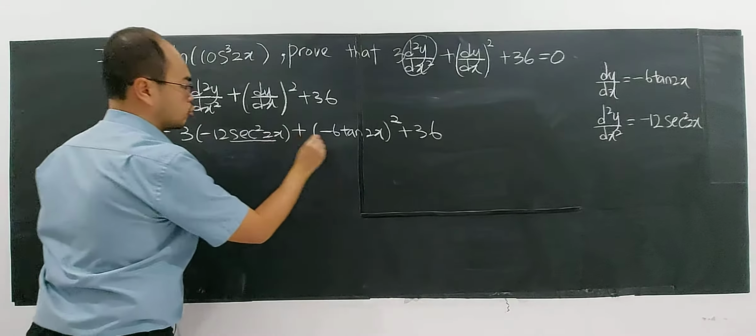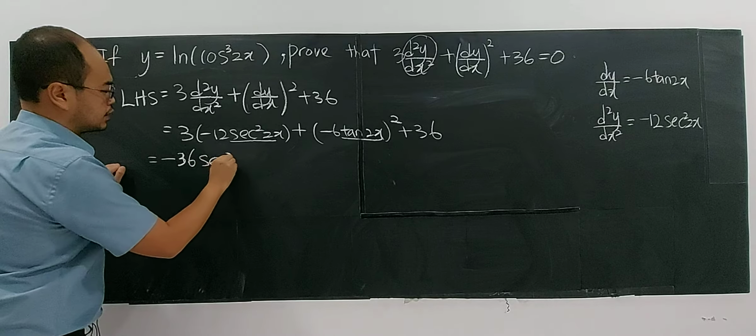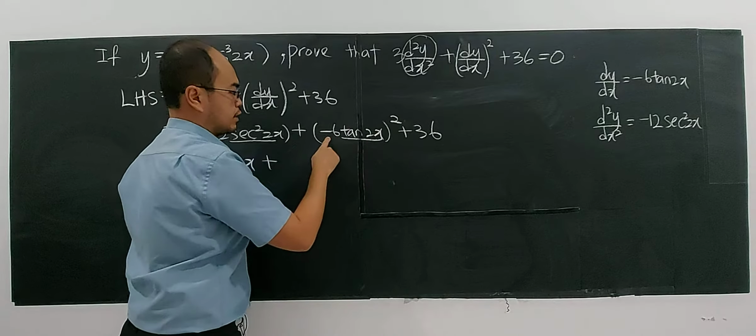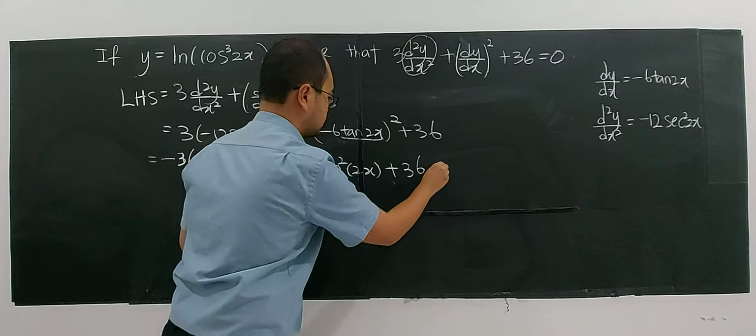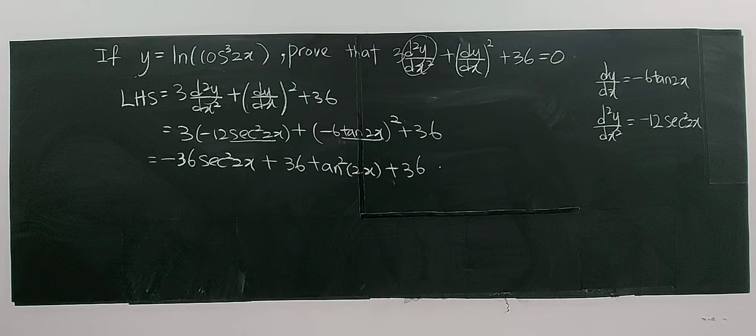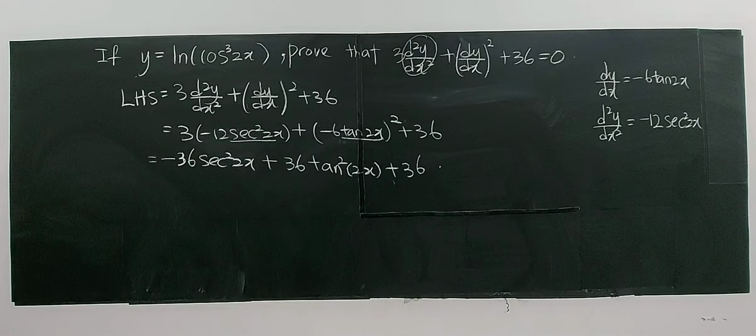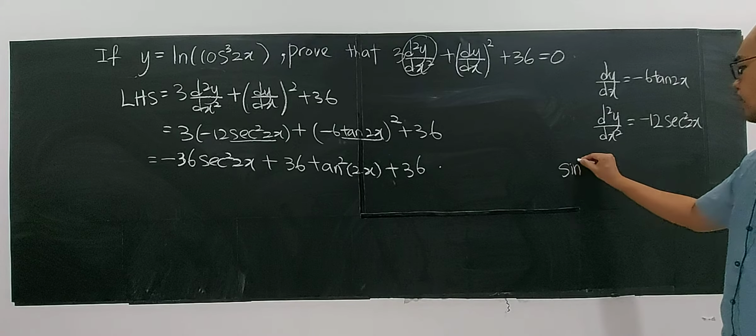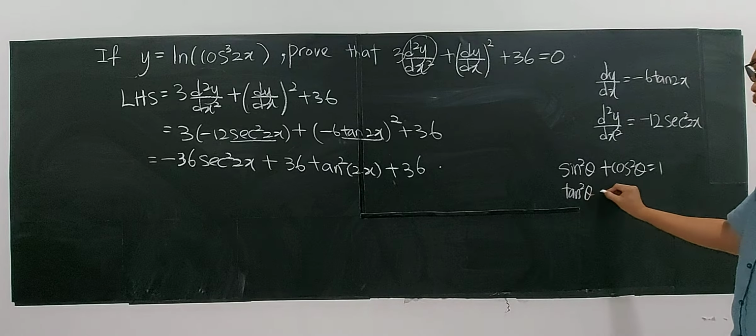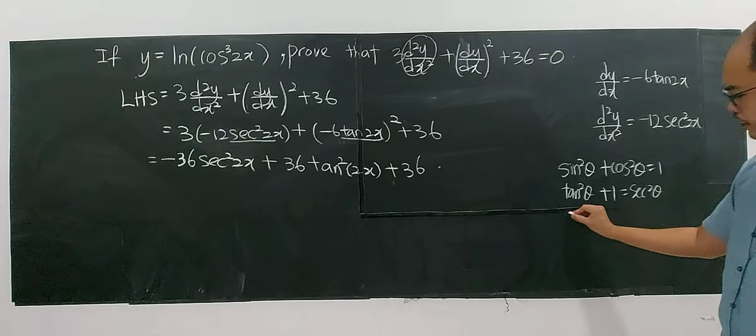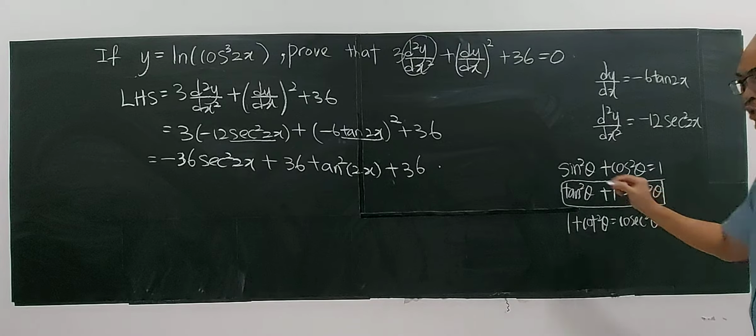Of course you see that it is trigonometric, so we must use a trigonometric formula. So we have 3 times negative 12, which is negative 36 secant square 2x, plus negative 6 squared, which is 36 tangent square 2x, plus 36. For now we can't see that it equals 0, but we know that tangent square and secant square have a relationship. If you still remember the three famous Pythagorean identities: sine square theta plus cos square theta is 1, followed by tangent square theta plus 1 equals secant square theta, followed by 1 plus cotangent square theta equals cosecant square theta. I think this is the one we need here.